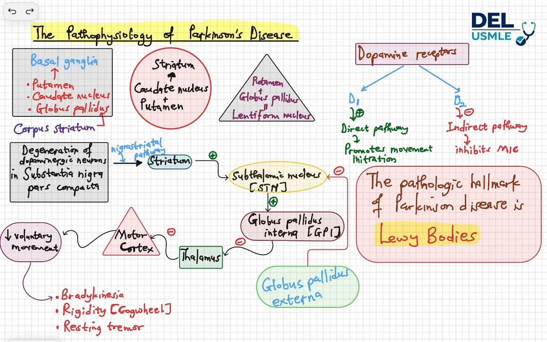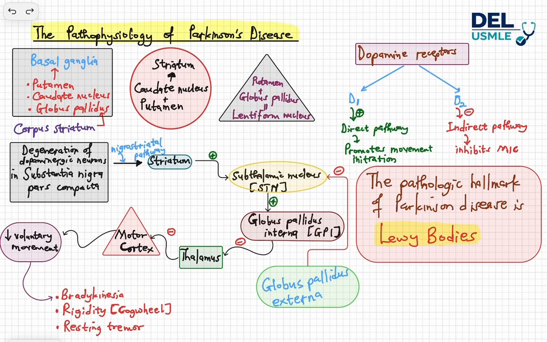Now, this is how the normal physiology is going to be. The substantia nigra pars compacta has dopaminergic neurons that synthesize dopamine. And when they produce the dopamine, it's going to be relayed to the striatum via the nigrostriatal pathway. Now, when the dopamine gets to the striatum, what does it do? It is going to inhibit the subthalamic nucleus. Once the subthalamic nucleus is inhibited, it will decrease the stimulation of the globus pallidus interna.